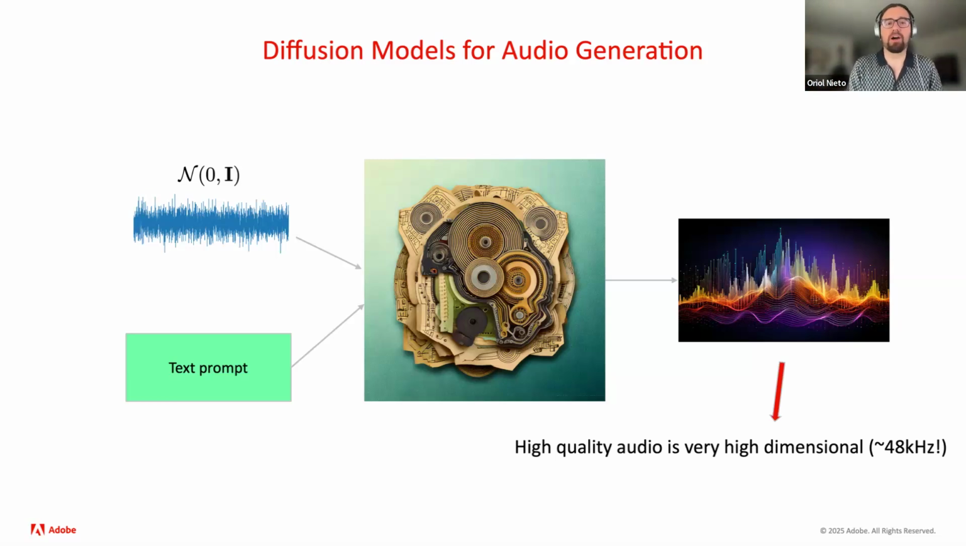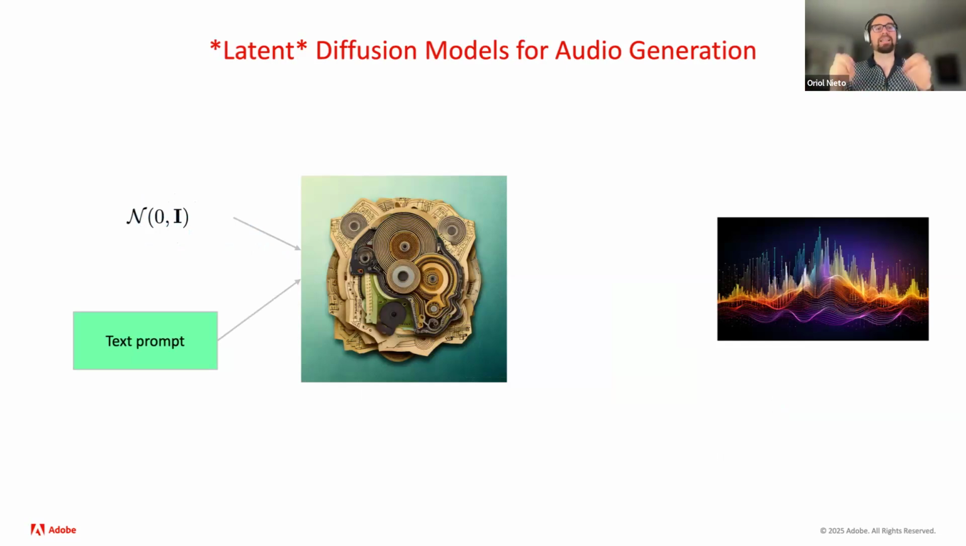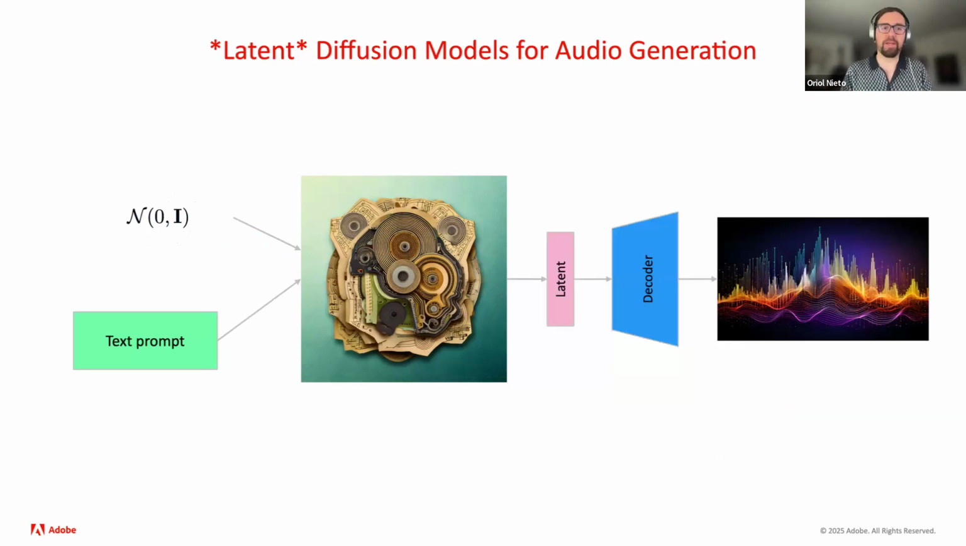Now this high quality audio is very high dimensional. All the examples that I'm going to be giving today are 48K. So that means that in 1 second of mono audio, there are going to be 48,000 samples. So this is very high dimensional. So usually the way we operate here is to use latent diffusion models, which means that these diffusion models are going to be operating in the latent space. So now the output of the model is this latent representation, or this kind of feature embedding, that we can then decode using a pre-trained decoder to bring it back to the time domain.